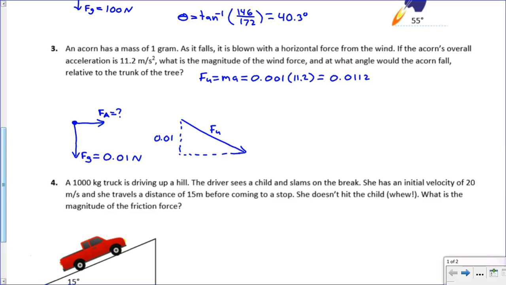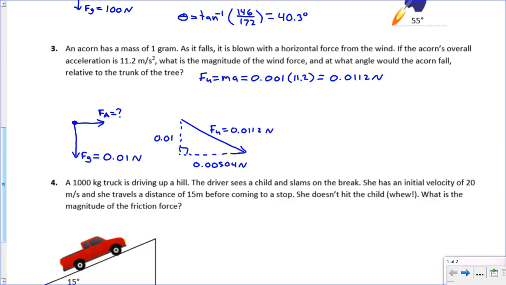So we know our unbalanced force is equal to 0.0112 newtons. Now we have a right triangle and we have two sides of it. So you can use the Pythagorean theorem and figure out that the other side is 0.00504 newtons, using the Pythagorean theorem. And then to figure out, I asked for the angle it makes with the tree.